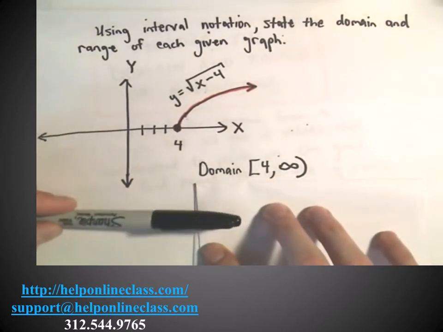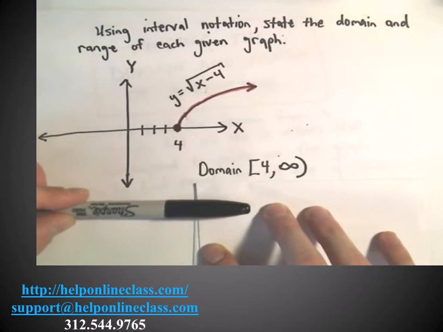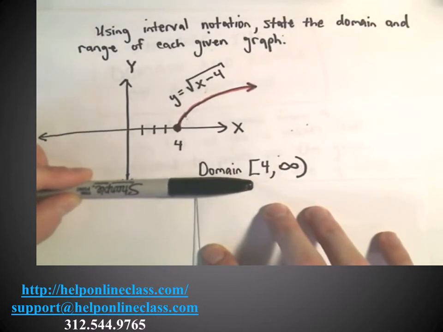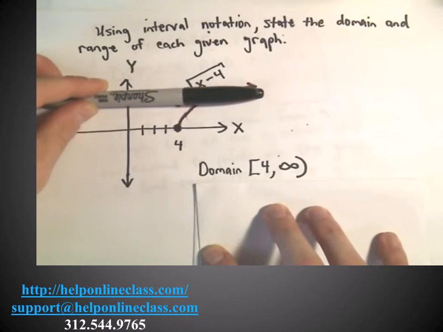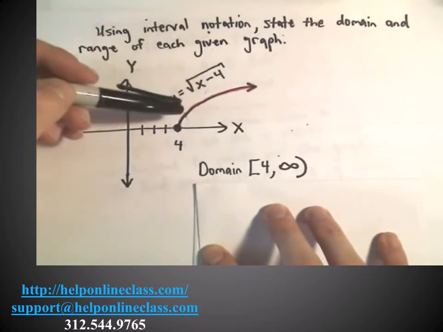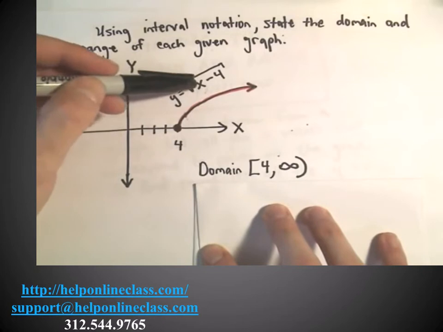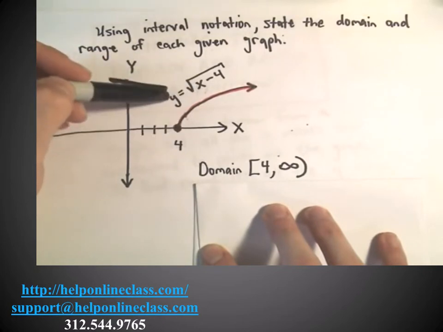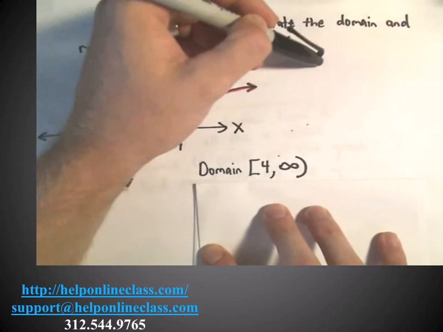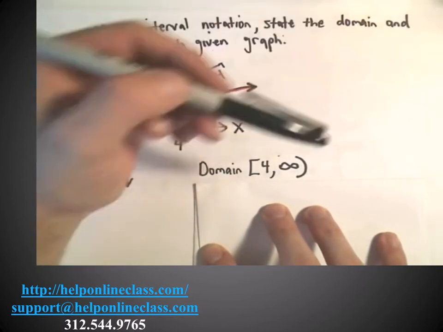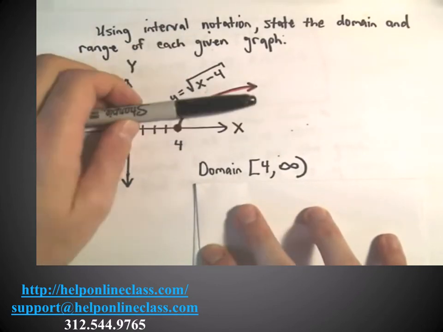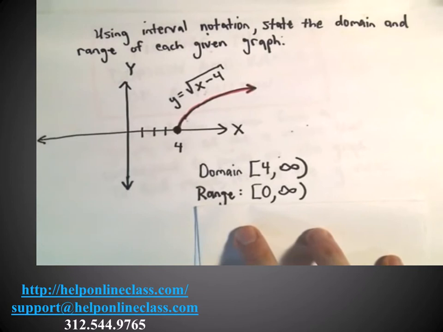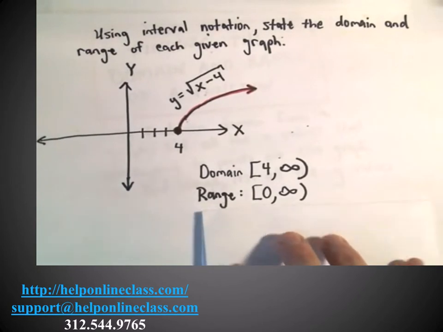To do the range, I do the same thing, just with the y values. So if I move my pen, still up and down this time, I'm not touching, not touching, not touching. The smallest y value that I ever hit would be at 0. And then I'm always touching. So you have to think about what's going on: as x gets arbitrarily large, y will get big, too. So this graph keeps increasing forever as you move up and to the right. The smallest value is 0, and then it goes on forever, so we would say the range is simply 0 to infinity.